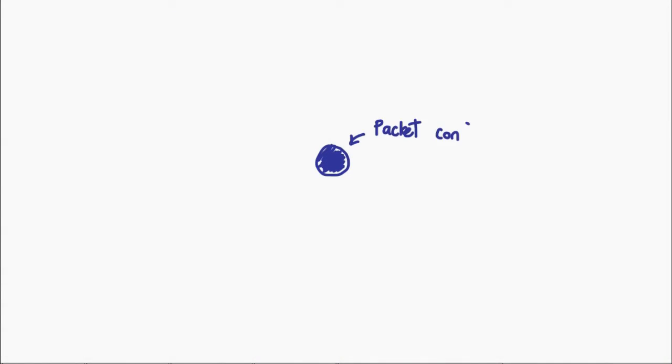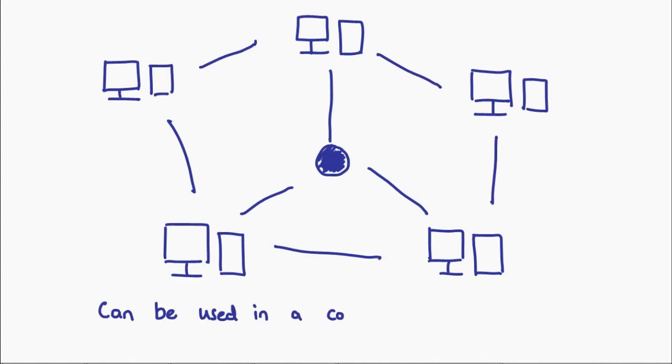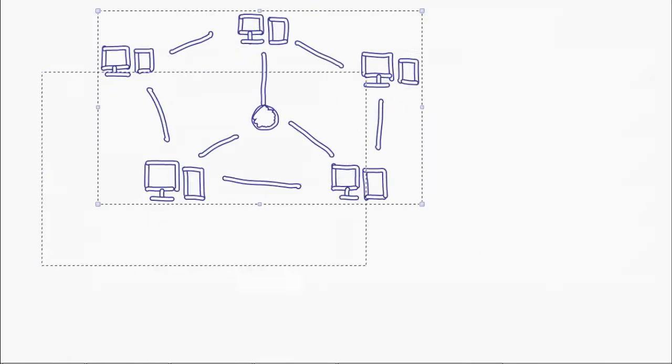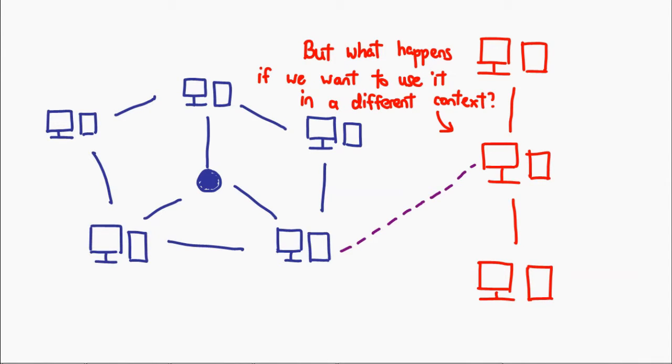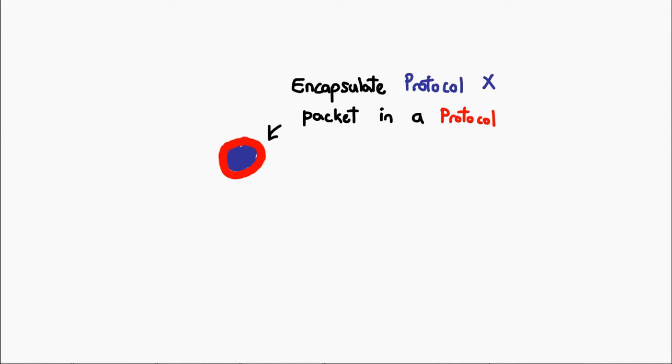Let's say now you have a packet that conforms to one type of protocol, and because it does that, it can be used in a particular context. But now, let's say I want to transfer it into a different media, or I want to augment it with additional features. What I can do is take that packet of information and encapsulate it in a different packet. This new packet is designed for a different protocol.